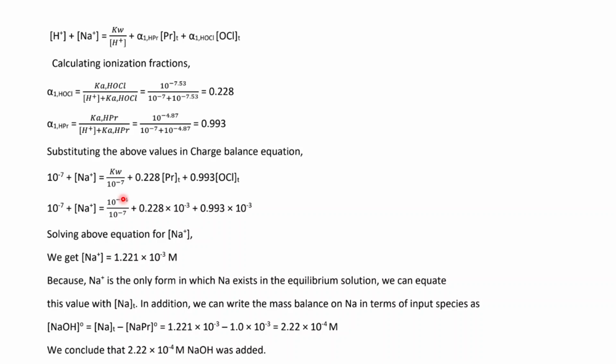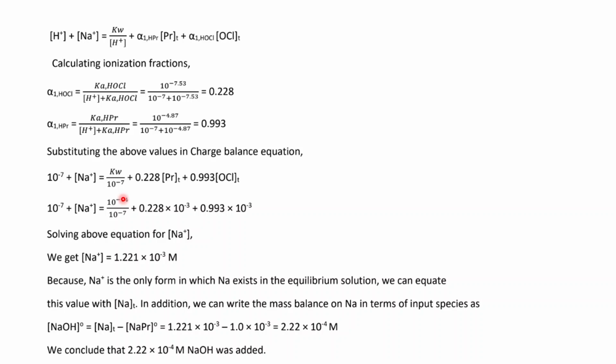As we have seen earlier, this is coming from the dissociation of water constant. Now this equation can be solved for Na and this is what we got. So we know this is Na total. We get Na as Na positive, that is 1.221 into 10 raised to power minus 3 molar.